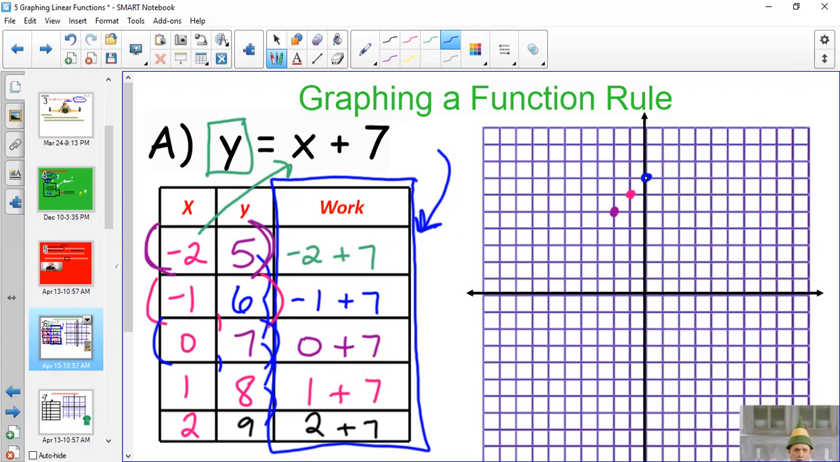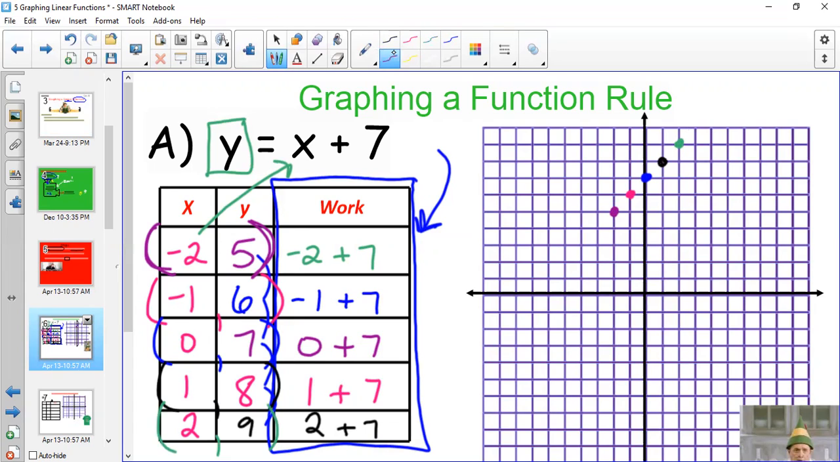7. Again, just like I said your table should make a pattern, our points should also make a pattern. If they are not making a pattern, we probably did something wrong. So I'm going to graph the point (1, 8), go right 1, up 8. Then I would plot the point (2, 9). I'd go right 2 and up 9. And if you did this correctly, we should get a straight line.